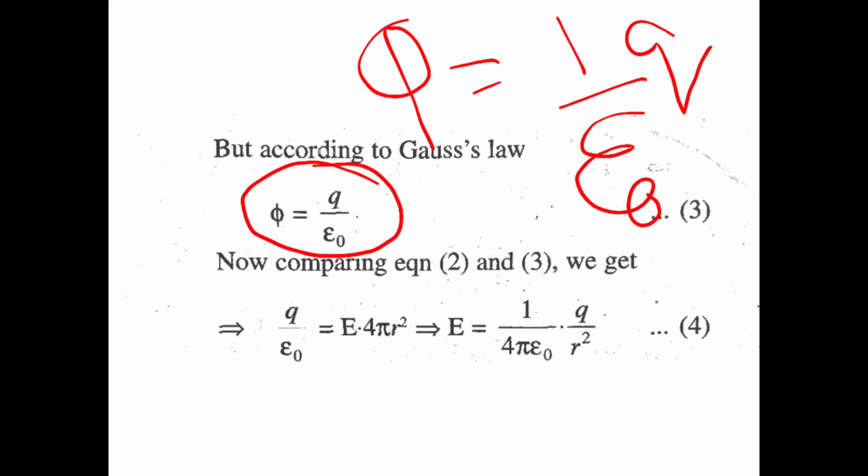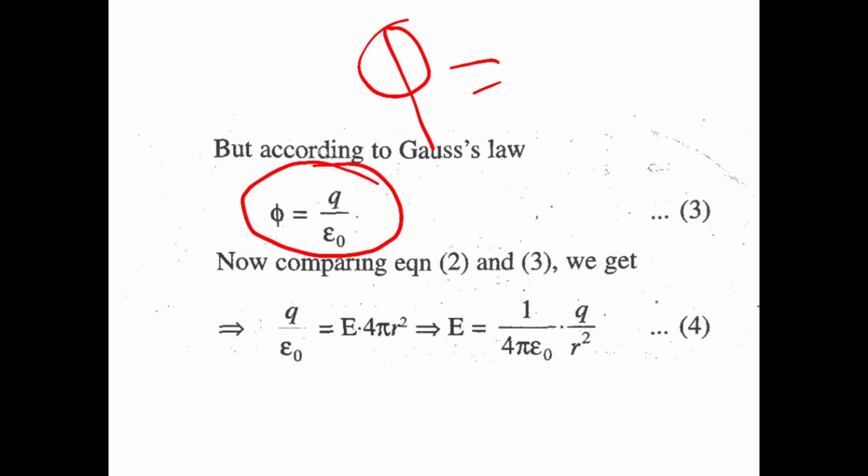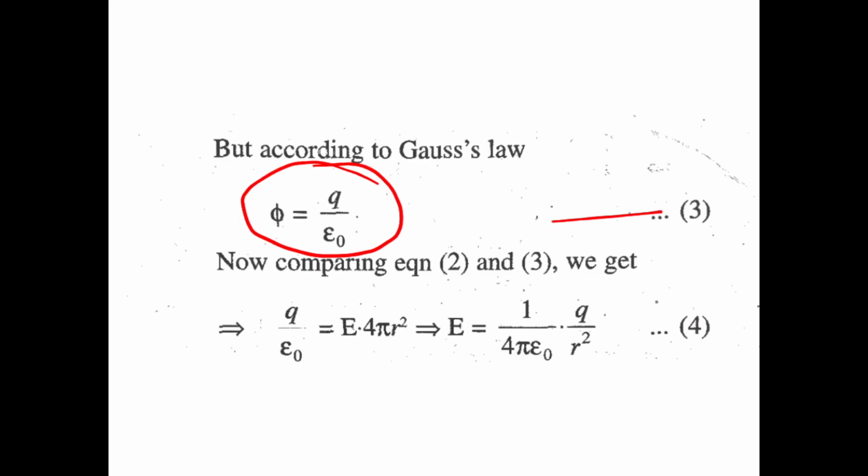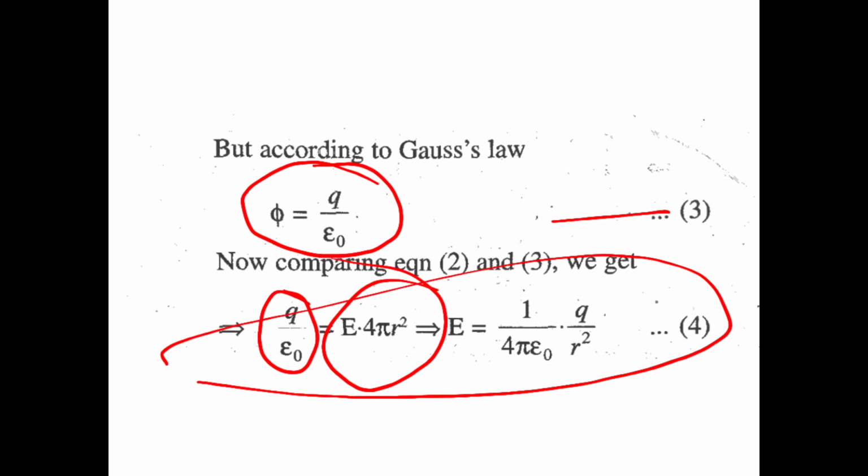Now comparing equation 2 and 3. What is equation 2? This is equation 2 and this is equation 3. So by comparing equations 2 and 3, we get q by epsilon 0 is equal to E into 4 pi r square. So we get E is equal to 1 by 4 pi epsilon 0 into q by r square. We get E.